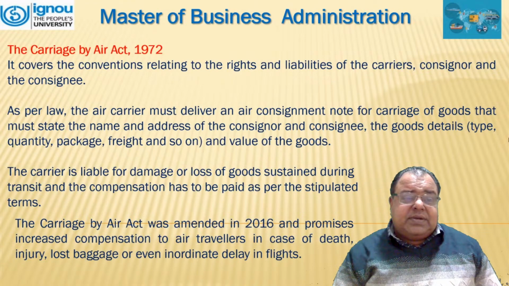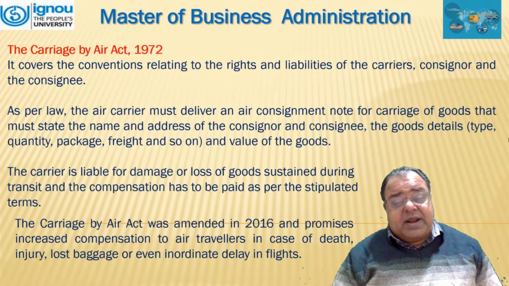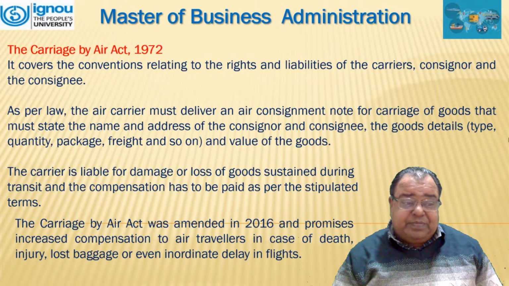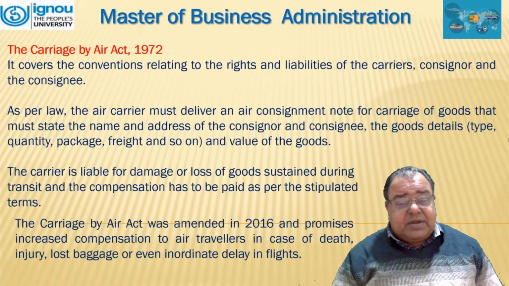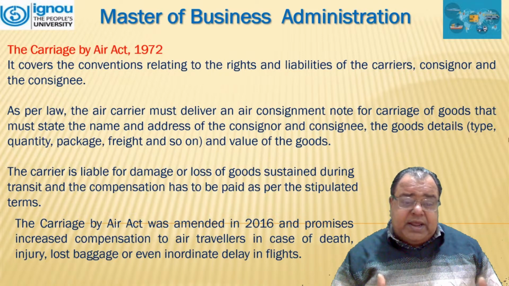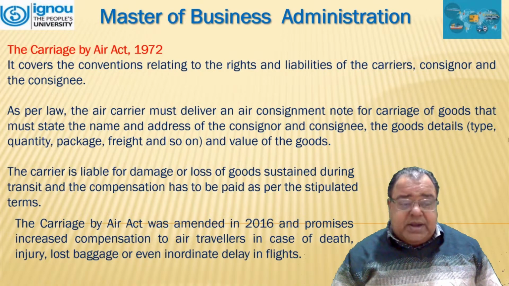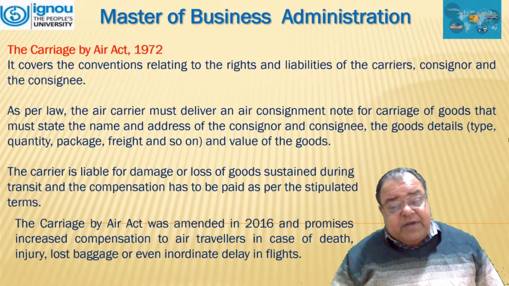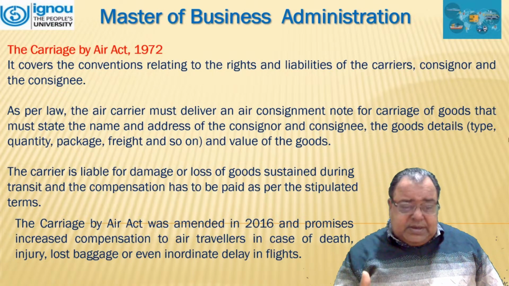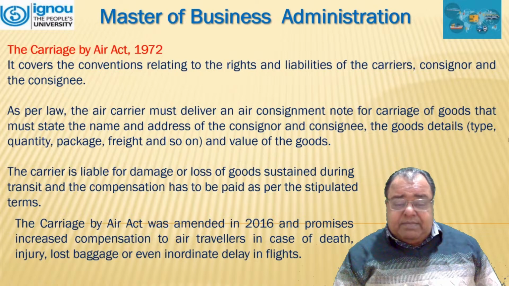The Carriage by Air Act. This covers the conventions relating to the rights and liabilities of the carriers, consignors, and the consignee. As per law, the air carrier must deliver an air consignment note for carriage of goods that must state the name and address of the consignor and consignee, the goods detail, that is the type, quantity, package, freight, and so on, and the value of the goods. The carrier is liable for damage or loss of goods sustained during transit, and the compensation has to be paid as per the stipulated terms.